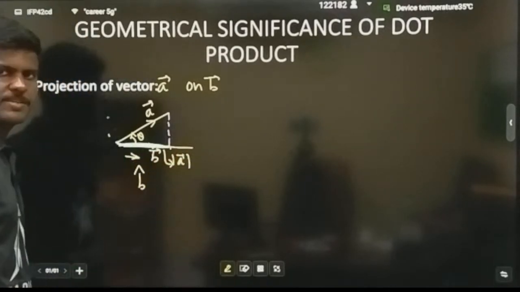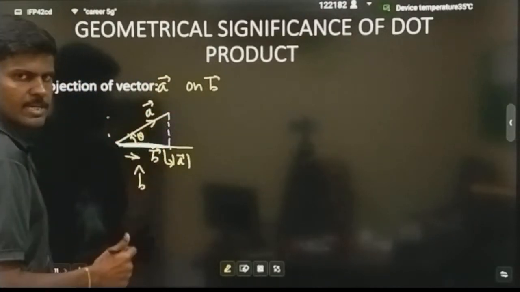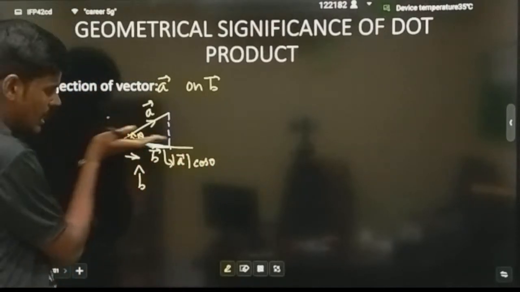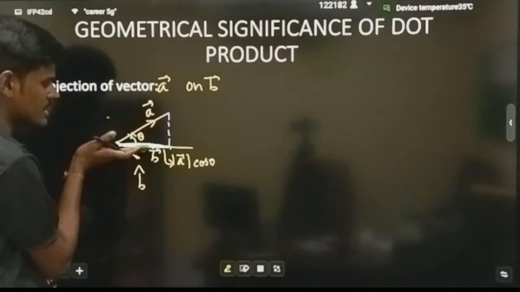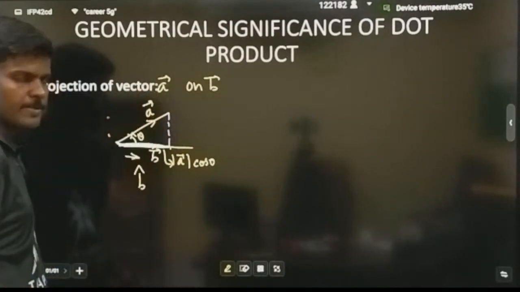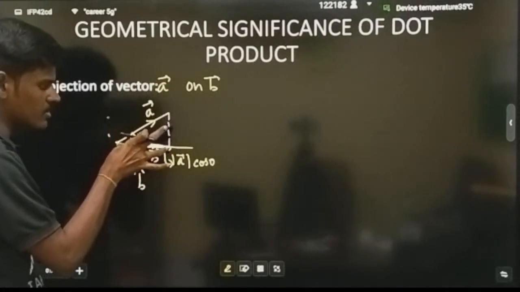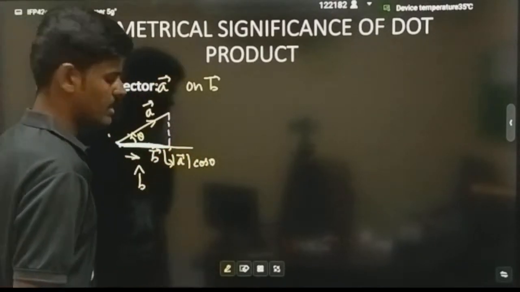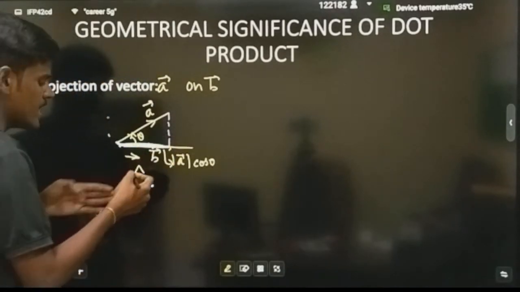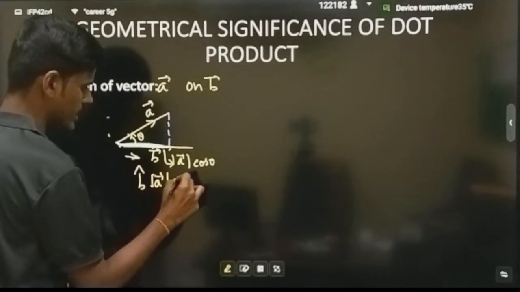This shaded region is given by mod A, that is this total length into cos theta, as cos theta is adjacent by hypotenuse. So what is adjacent? It is cos theta into hypotenuse, that is modulus A, this total length, projected onto adjacent, that is mod A cos theta. Now the total distance will be B cap multiplied by mod A cos theta.